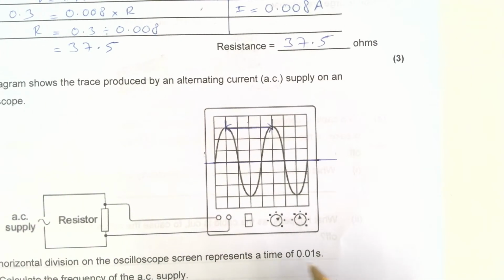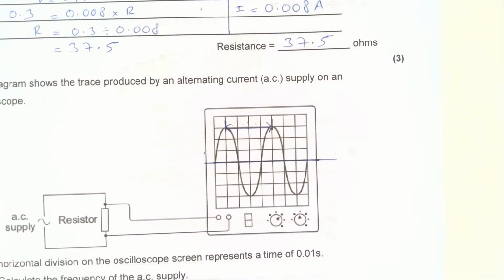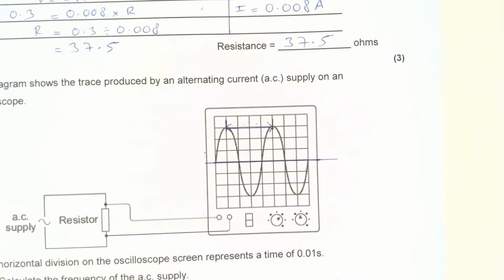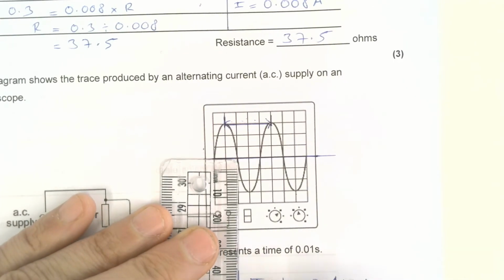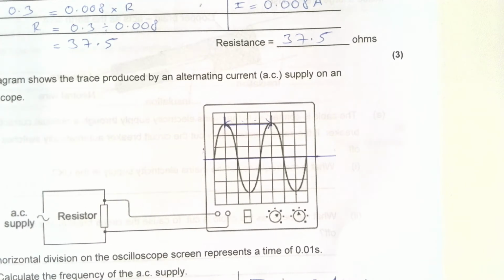I know each square is 0.01 seconds. So 1, 2, 3, 4. So the time for one wave is 4 squares. 4 squares times 0.01 seconds equals 0.04 seconds. So one wave is 0.04 seconds.